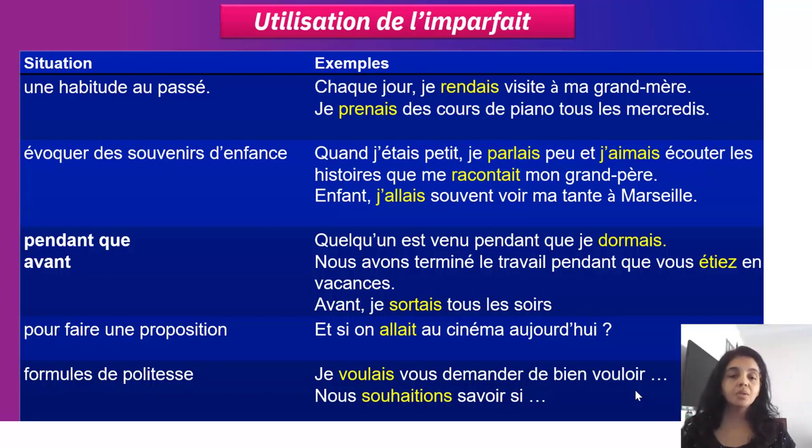Deuxièmement, nous souhaitons savoir si. So you go somewhere and you're asking for some information. Nous souhaitons savoir, so you want to or you wish to know something. So you're asking for some information and you're using imparfait. Don't get confused, you can use conditionnel also, but imparfait is also used. Okay.